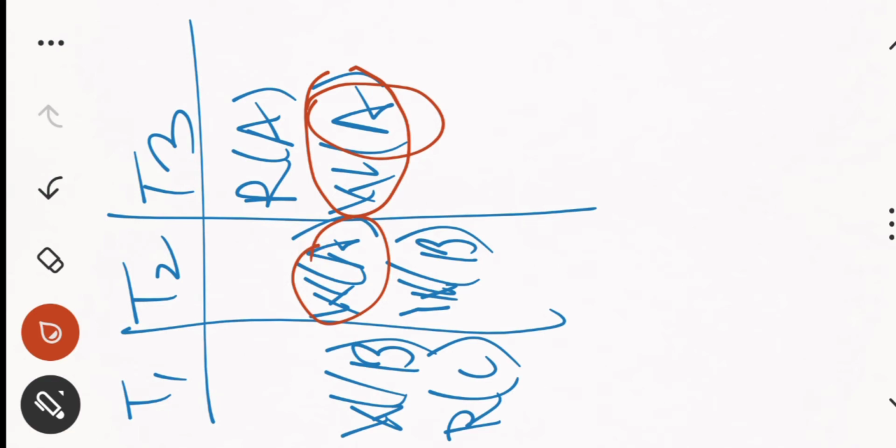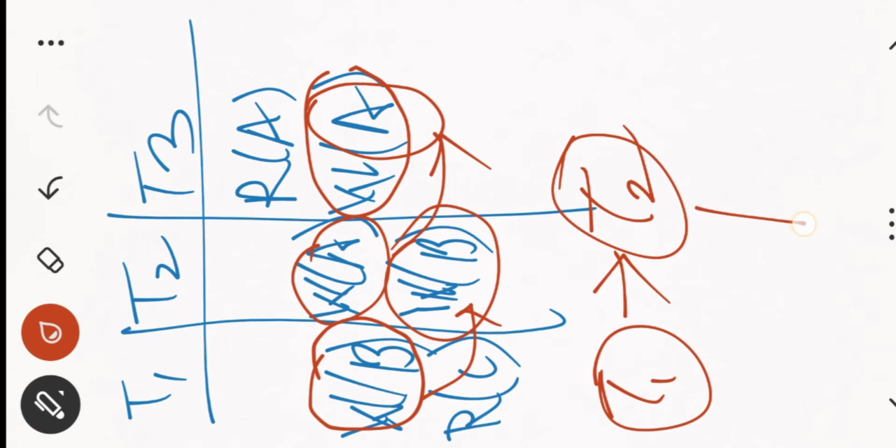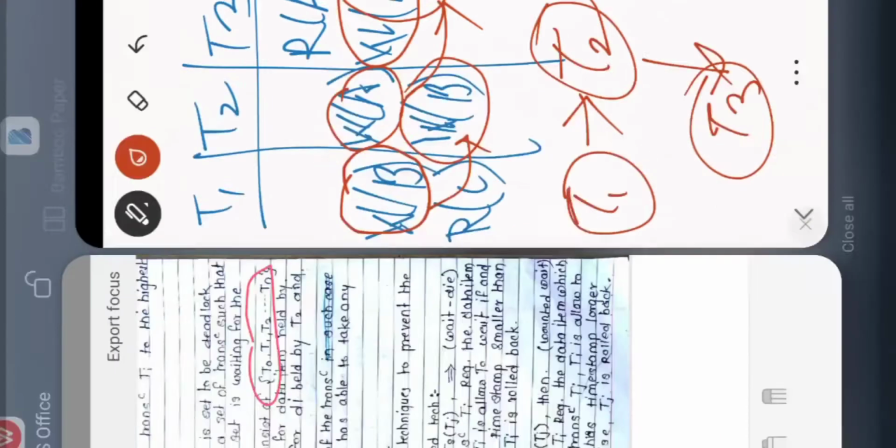You can see T2 wants data element A, which is currently held by T3, and T1 is waiting for data element B, which is currently held by transaction T2. So you can see there is a deadlock: T1 is waiting for T2 and T2 is waiting for T3. If such a situation occurs, then it is called a deadlock. Then there is a deadlock in the system. I am not talking about deadlock of processes; I am talking about deadlocks of the transactions.